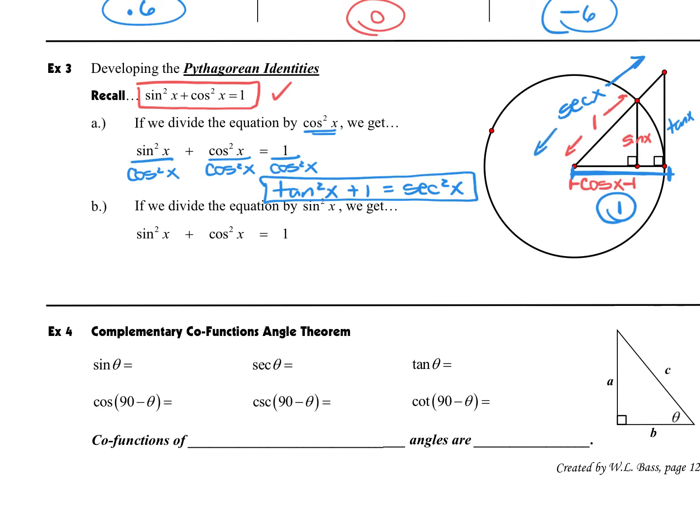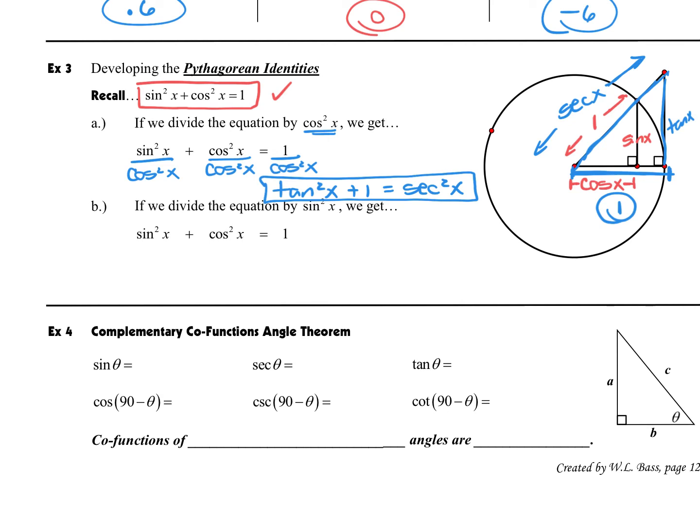And again, if you did Pythagorean theorem on this now bigger triangle, this one that's all the way here, you would have tangent squared plus 1 squared equals secant squared, and that is our second Pythagorean identity.